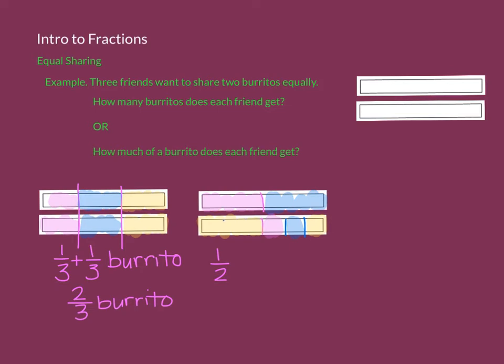Well, we would need to split this over here into pieces, and then we can see how many we have. We have 1, 2, 3, 4, 5, 6 pieces. So they receive the initial half, but then they also receive 1/6 of a burrito.